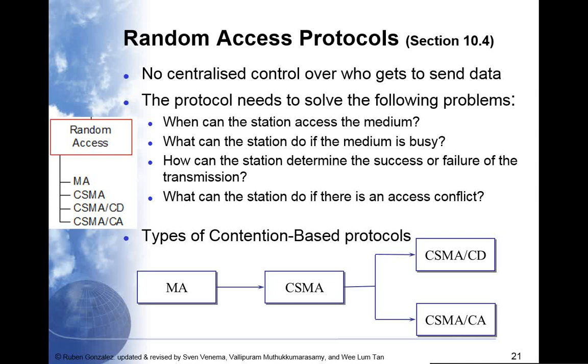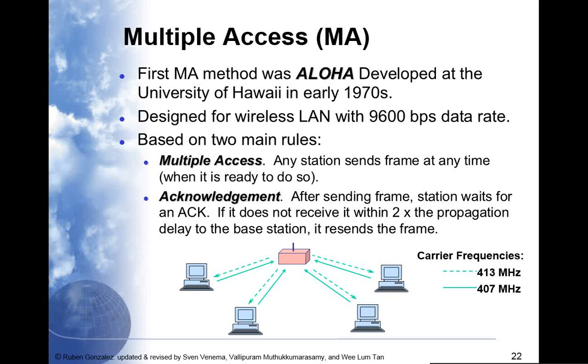So there's 4 contention-based protocols here. The first one, multiple access, or MA, was Aloha. It was developed at the University of Hawaii in the early 70s. That's a really long time ago. So they were looking at this stuff actually quite a long time ago. It's not necessarily a recent innovation. It's designed for wireless local area networks with 9600 bits per second data rate. That's very slow by our standards, but in the 70s that was probably very fast. And it's based on 2 main rules: multiple access and acknowledgement.